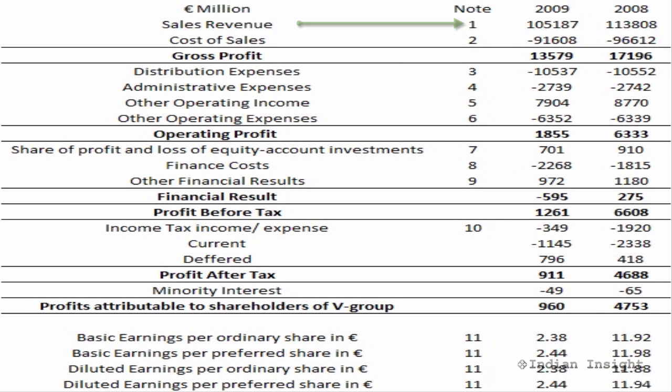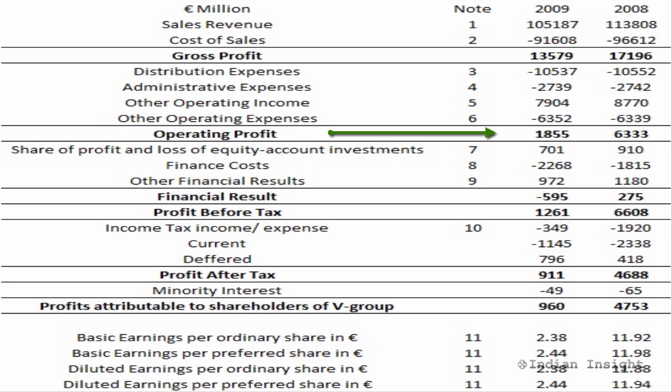Now, V Group sales were at 105,187 million at the end of 2009. Subtracting the cost of sales from revenue gives your gross profit of 13,579 million. After subtracting operating costs and expenses and adding other operating income, the company's operating profit totals 1855 million. Now, the operating profit represents the results of the company's usual business activities before deducting your interest expenses or taxes. Operating profit is often also referred to as earnings before interest and taxes, or EBIT.